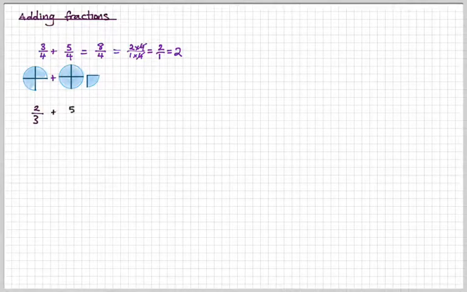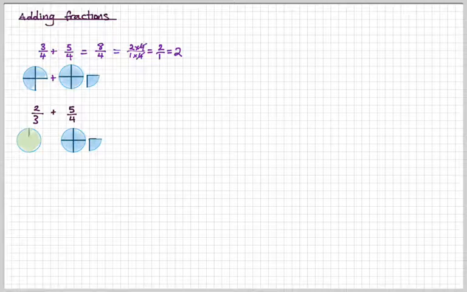Another question. 2/3 plus 5 quarters. So if I draw my 5 quarters, and if I draw my 2/3, it now doesn't quite make sense to add them. Before, when I had 3 quarters and 5 quarters, I could easily count how many quarters there are. But if we look at the picture, I've still got 2/3 and 5 quarters. There's no way to add these.